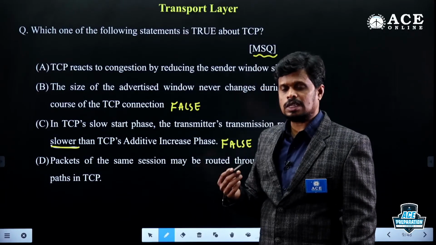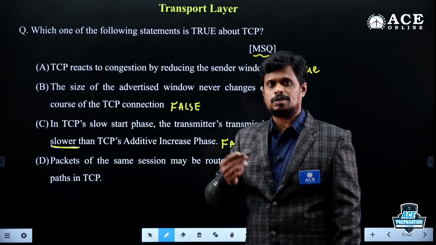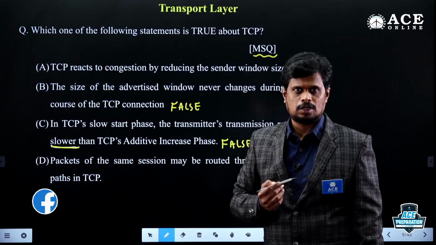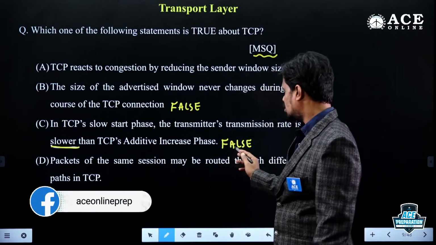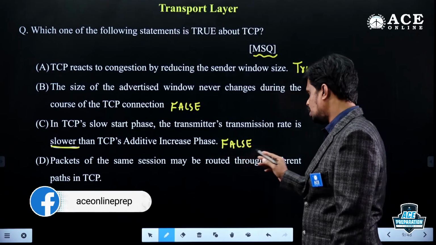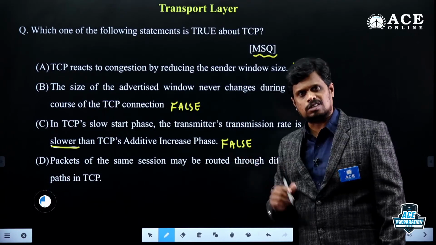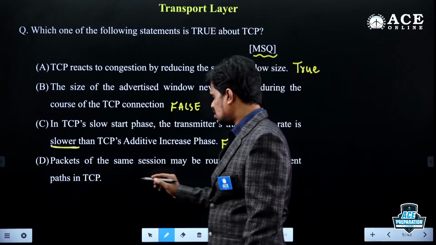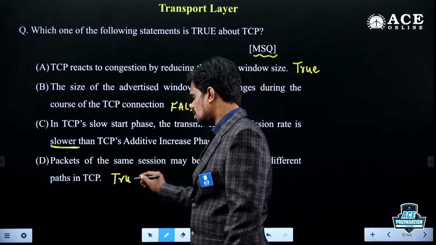So linear growth is a slower increment compared to exponential growth, right? Hence this statement is false. Next, look at option D. Packets of the same session may be routed through different paths in TCP. Is it correct or not? Yes, it is correct.